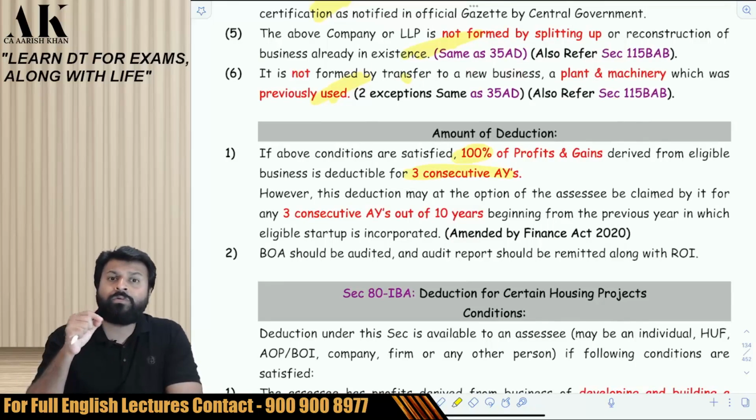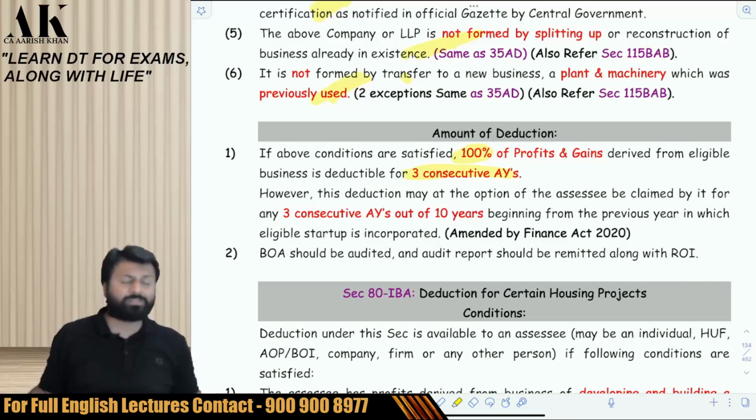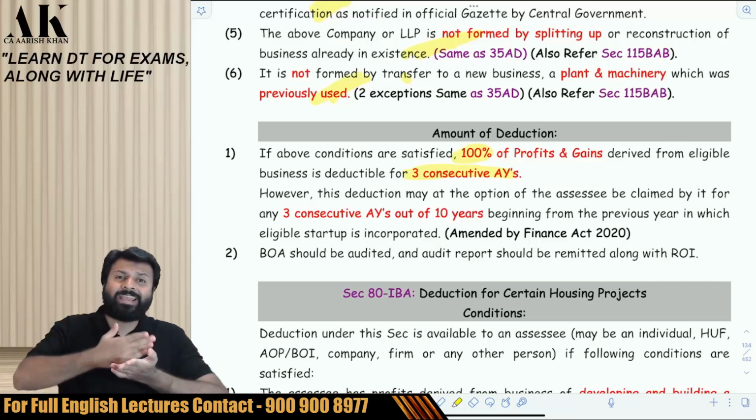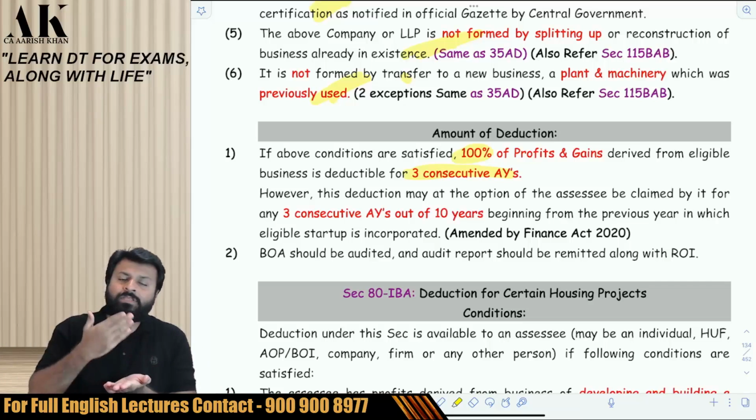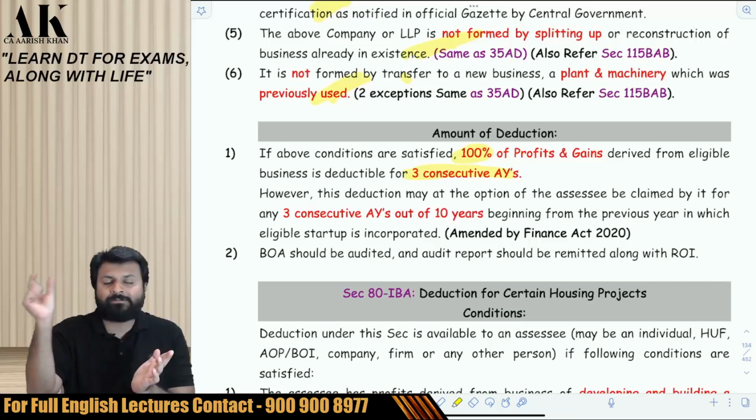Okay. If you satisfy these conditions, then your 100% profits of 3 years are not subject to tax. And how will you select 3 consecutive years? It has to be back-to-back 3 years. You can select any 3 years out of the first 10 years from the year of incorporation. Any 3 years block can be selected.